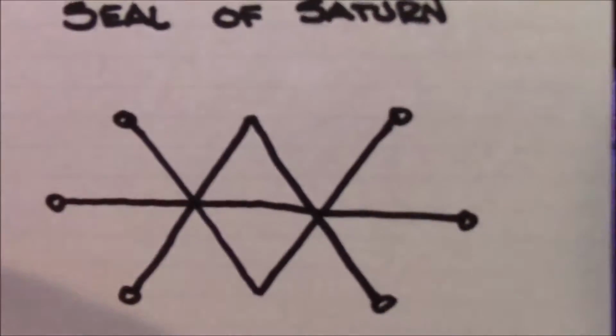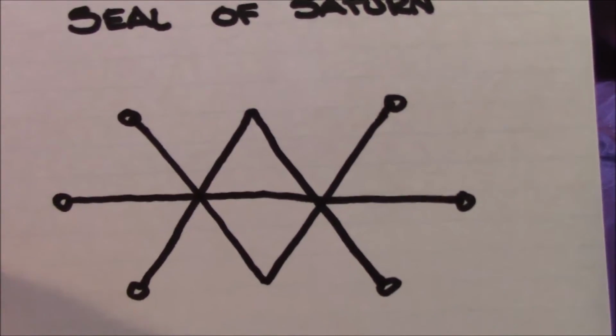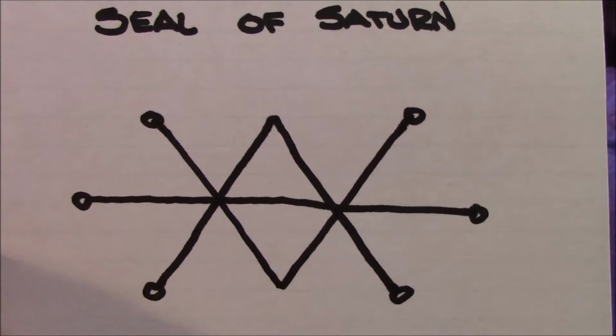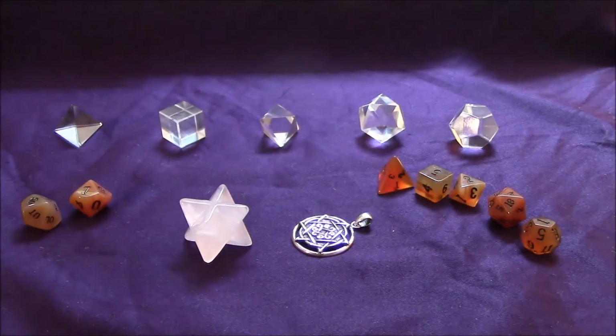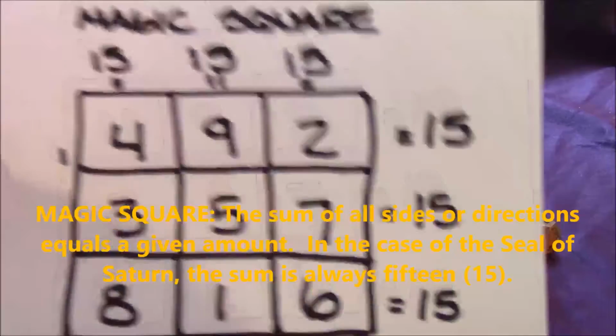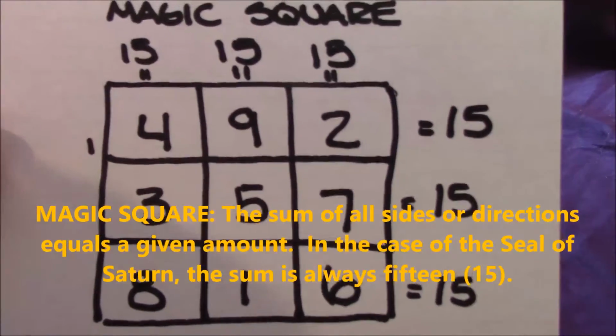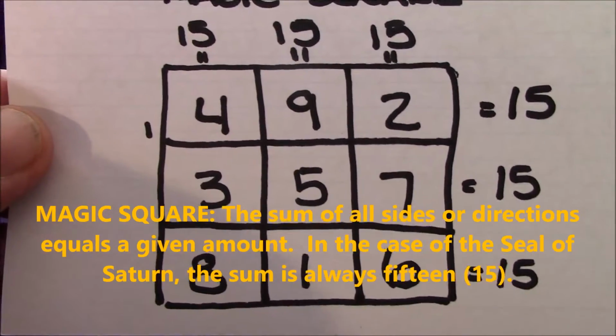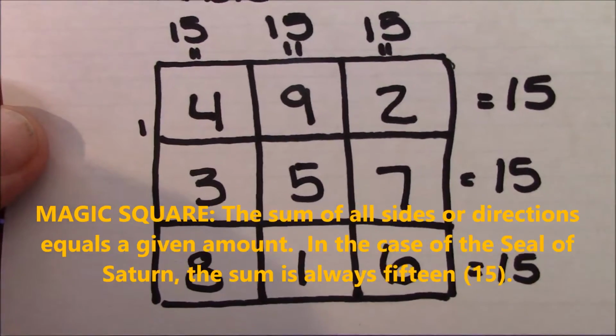It looks like this. And this is the Seal of Saturn. It is drawn using a device known as a magic square. A magic square looks just like this. Now, the reason they're called a magic square is not because there's some oogada boogada magic going on there. Well, there is some math magic going on there, which is pretty cool.